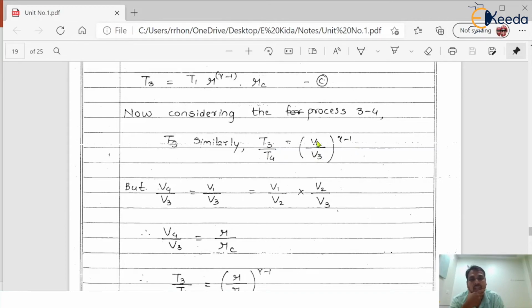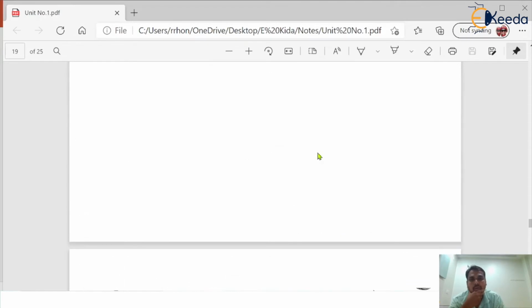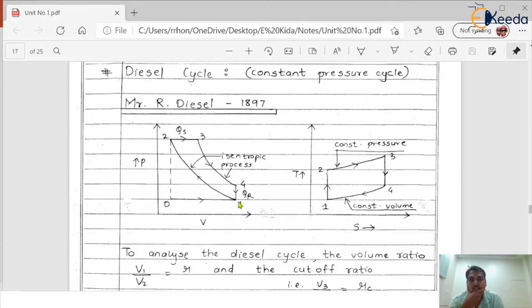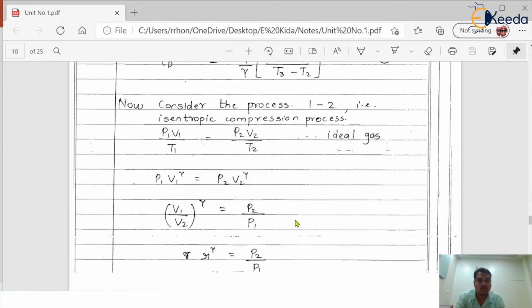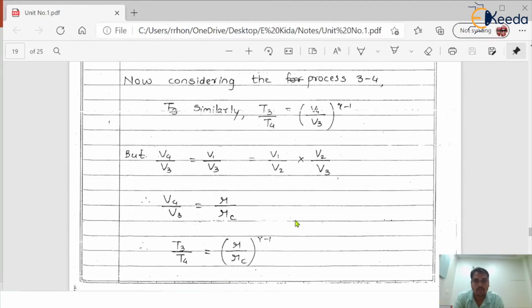But in this case, V4 by V3 is nothing but V1 by V3. So this V4 by V3 is a combination of this V1 by V3. So 0 to 1 is suction, 1 to 2 is a compression, 2 to 3 is a heat addition. Okay, and finally expansion will start. So how expansion will start? After completion of all these processes, we have to write V1 by V2 and then this V3 by V2. That is a complete process of V4 by V3. So that we can write over here the distribution of that particular process.